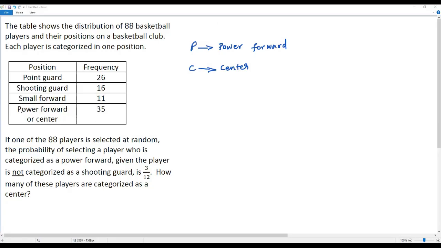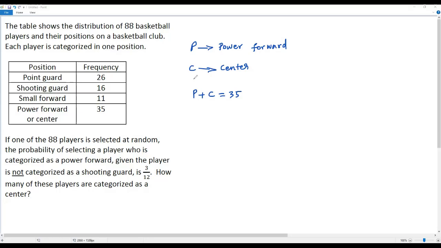According to the fundamental principles of counting, the word "or" is considered as addition in mathematics. Then we can write an equation for the information we have over here. That is P plus C equals 35. That is, the number of players who are categorized as power forward and center is equal to 35. In this equation, we have to find the value of C, which gives the number of players who are categorized as a center. Okay, now to get the value of C, I have to get the value of P.